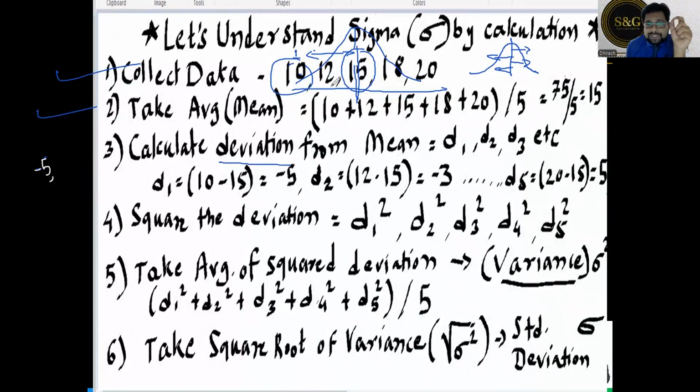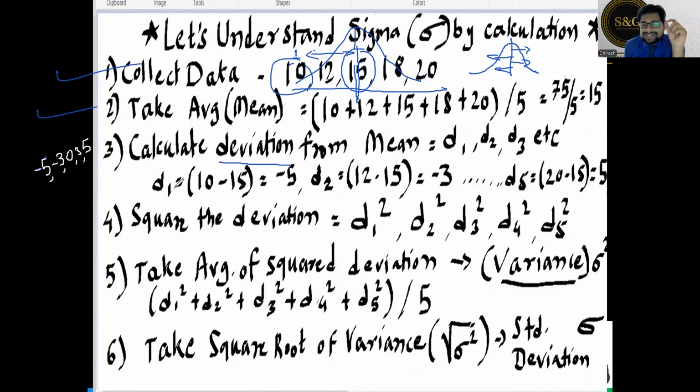Okay, now what is the deviation between 12 and 15? It is minus 3. Clear, everybody? What is the deviation of 15 and 15? It is 0. Then what is the deviation between 18 and 15? It is plus 3. And between 20 and 15? It is plus 5. So it is minus 5, minus 3, 0, plus 3, and plus 5. Clear? Everybody just type yes in the chat box. So we have calculated the deviation.